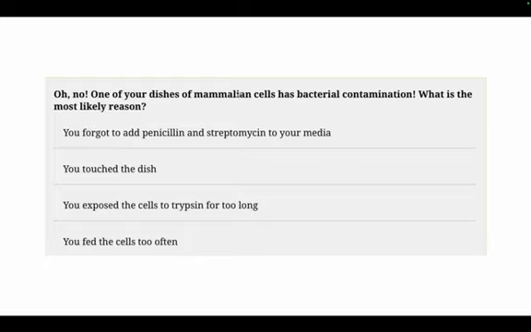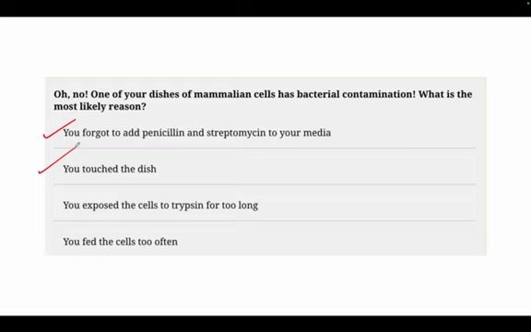Oh no, one of your dishes has bacterial contamination. What is the most likely reason? One reason could be that you forgot to add antibiotics. Normally in mammalian cell culture, people will add some antibiotics like penicillin and streptomycin just to prevent bacterial contamination. But you should also practice proper technique and proper handling of the cells.